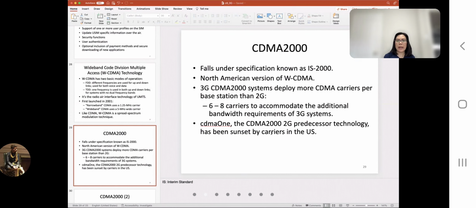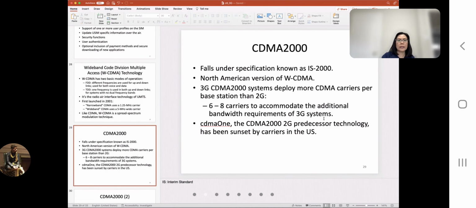So CDMA2000 is the North American version of wideband CDMA. Okay. It falls under a specification known as IS-2000. And again, IS stands for interim standard. And 3G CDMA systems deploy more carriers in the base station than the previous networks. Basically about 6 to 8 more carriers to accommodate the additional bandwidth required by 3G systems.